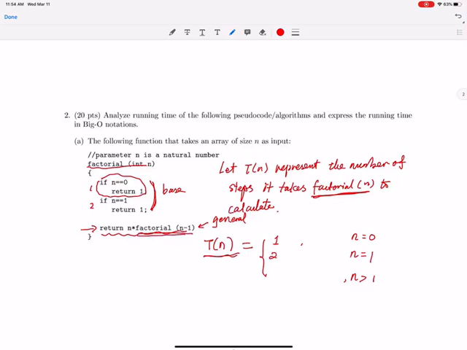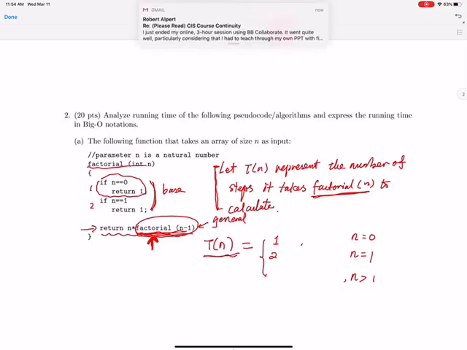for which we first need to call this function, right? So this function will need some steps to finish the work. But how many steps does it require for factorial n minus 1 to finish? Now is the time to remember t sub n's definition. t sub n represents the number of steps it takes factorial n to calculate. Now we have factorial with parameter n minus 1. So the number of steps here should be t sub n minus 1, okay?